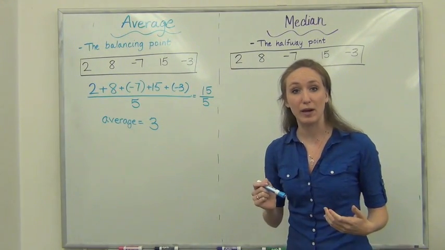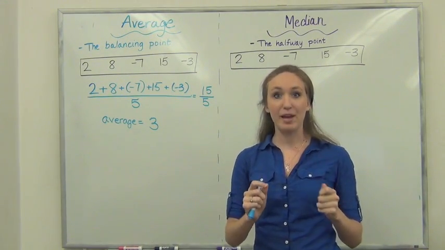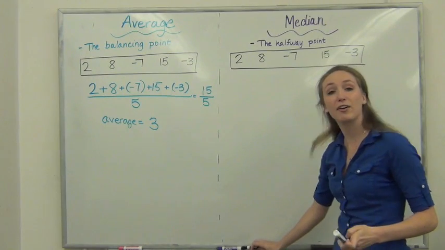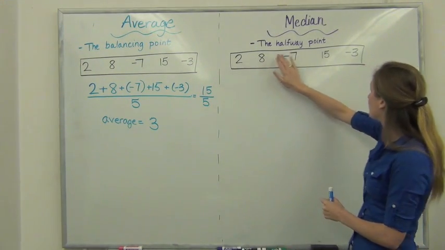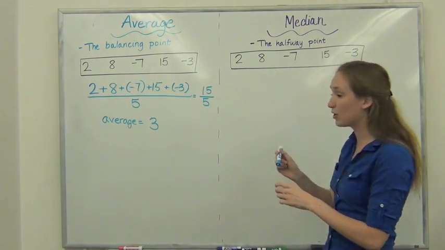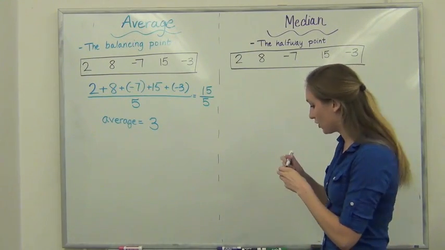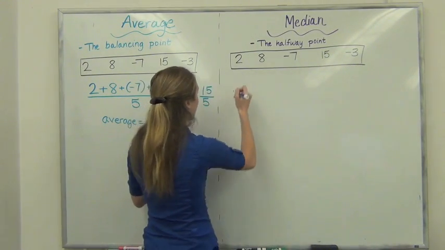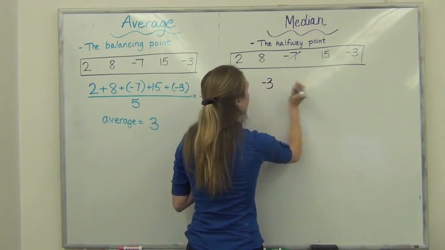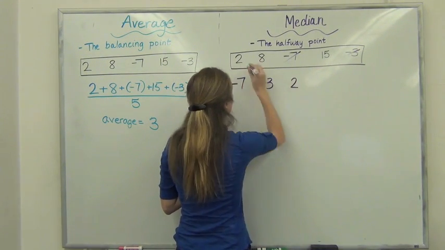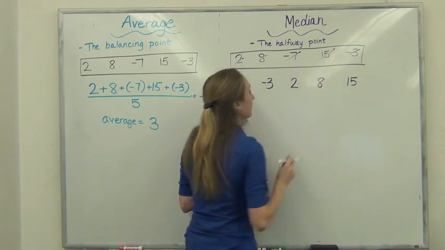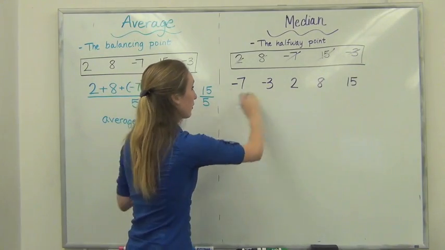So to find the halfway point, the first thing we need to do is line the numbers up in order from smallest to largest. So taking a look at this list of numbers, it's not already done so, right? The smallest number on this list is negative 7. It's the furthest that way on the number scale. So the first thing we want to do is rearrange these from smallest to largest. So the smallest number we have is negative 7. The next smallest is negative 3. The next smallest is 2. Then we have 8. And then we have 15. Great. Now we can begin. We have lined them up in order from smallest to greatest.